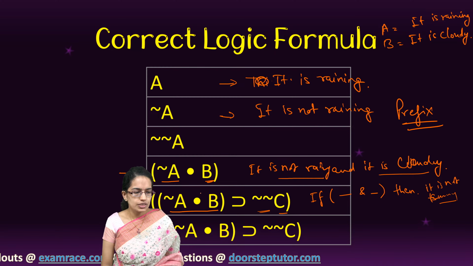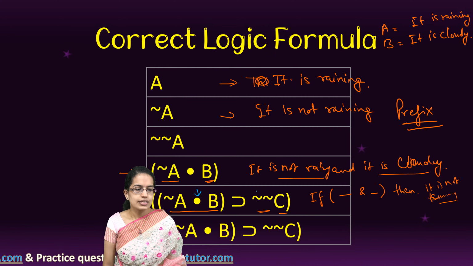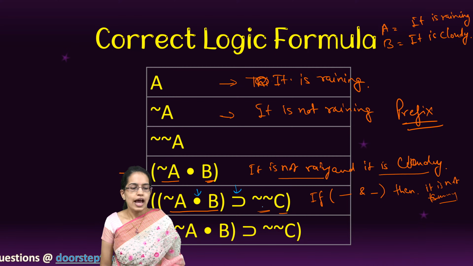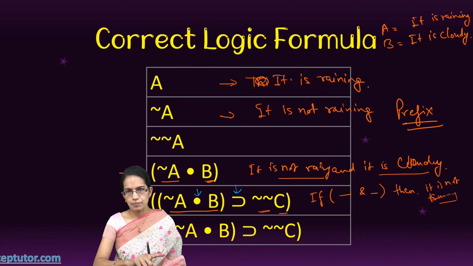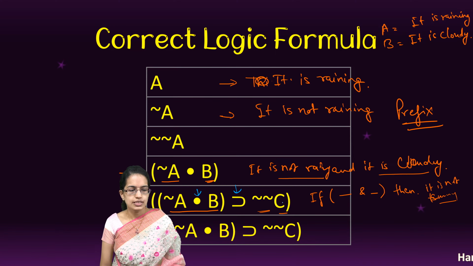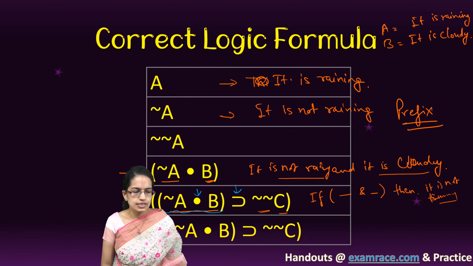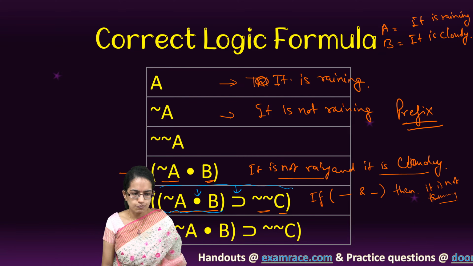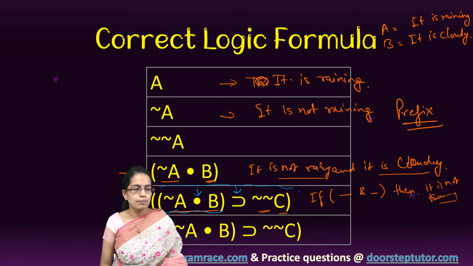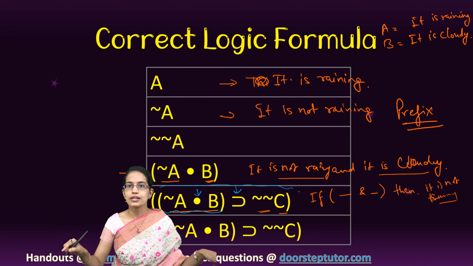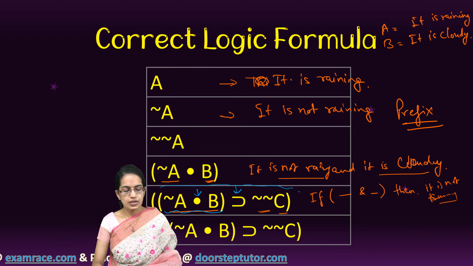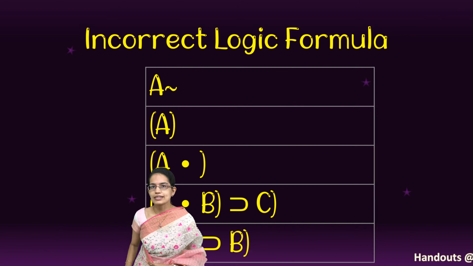So here in the first case it is 'and', in the second case there is 'if then', and the negation sign is before the capital letter, so it is a prefix. So again it is correct and everything is within the right parentheses. The first parenthesis is for this and the second parenthesis is for this. And the same happens for the last one where I am trying to take a negation of everything. Okay, but let's move to some incorrect formulas.